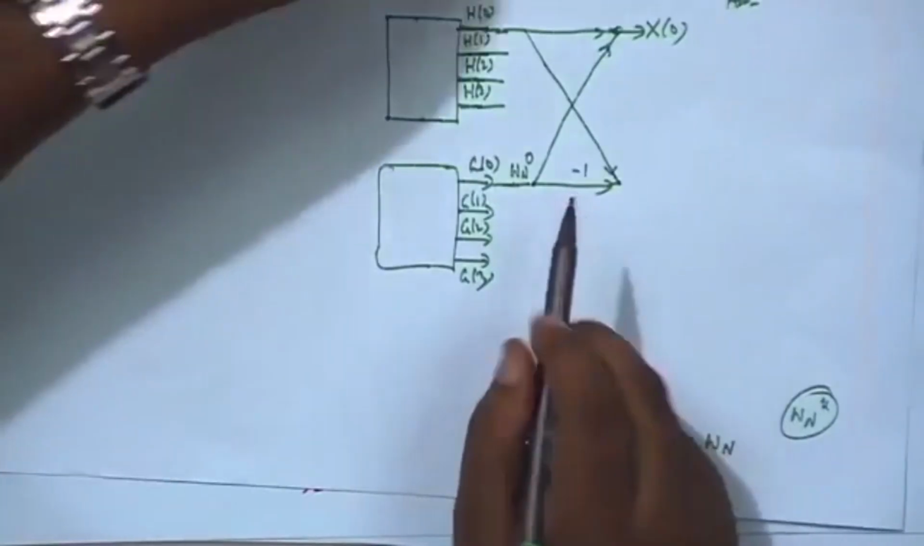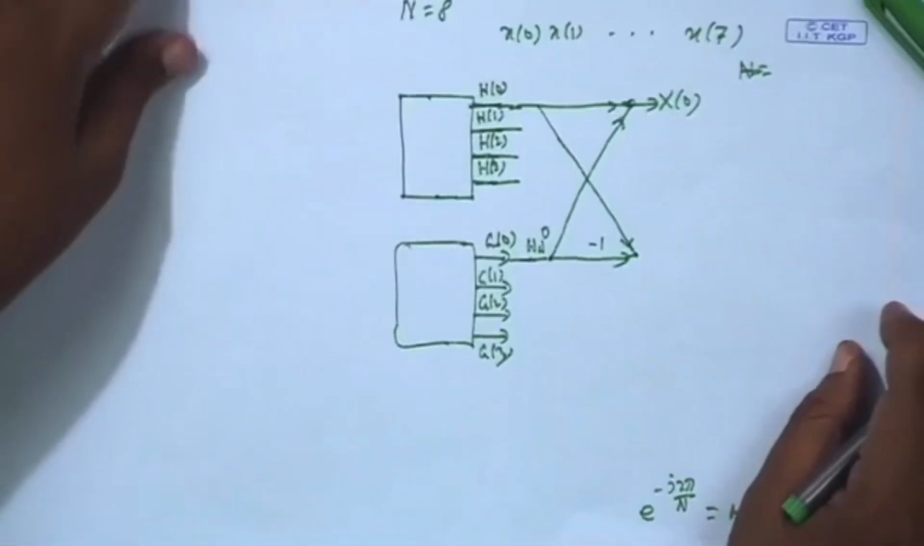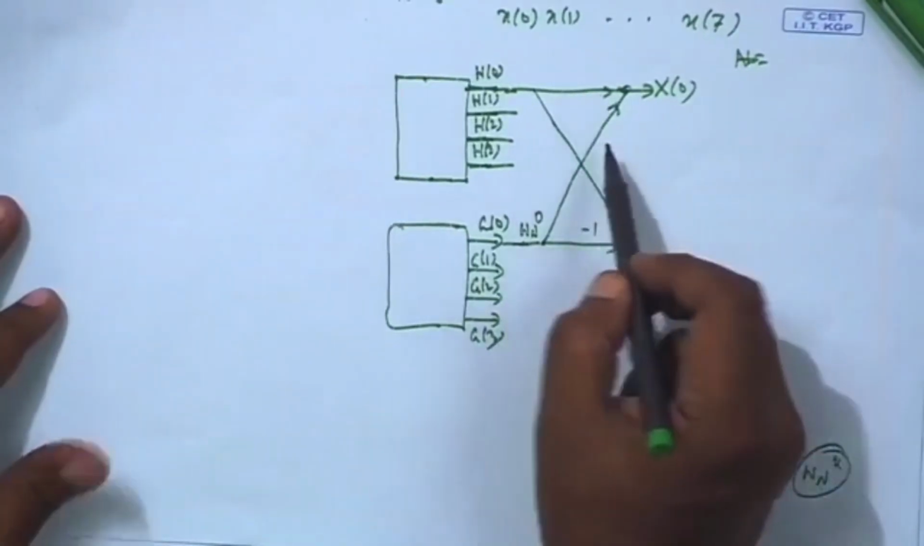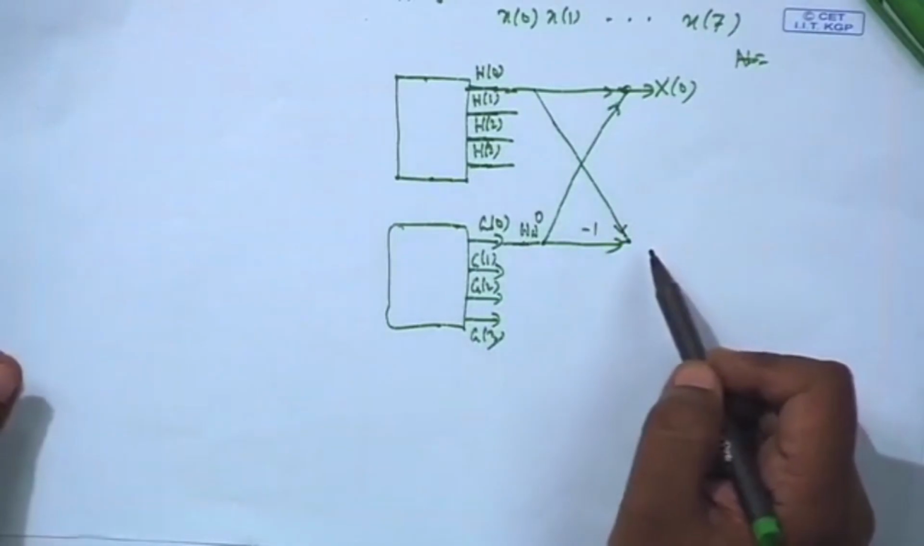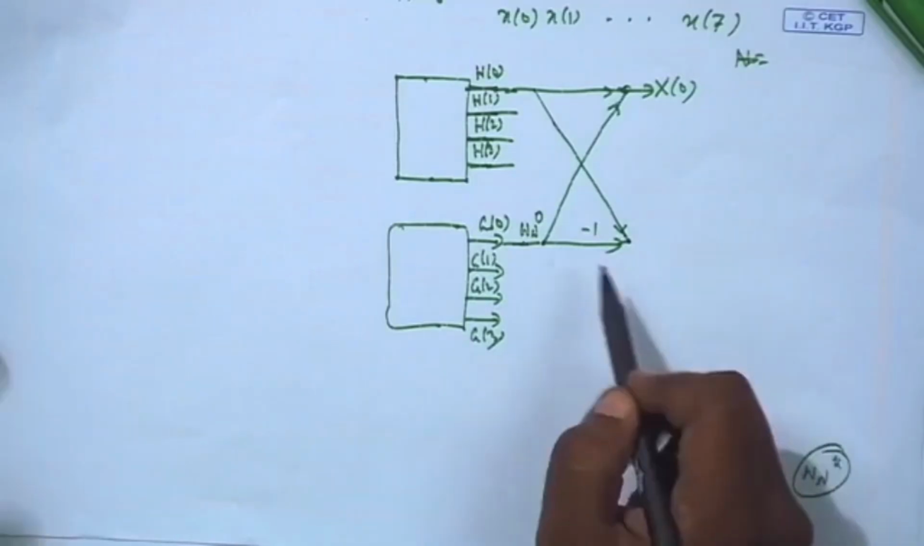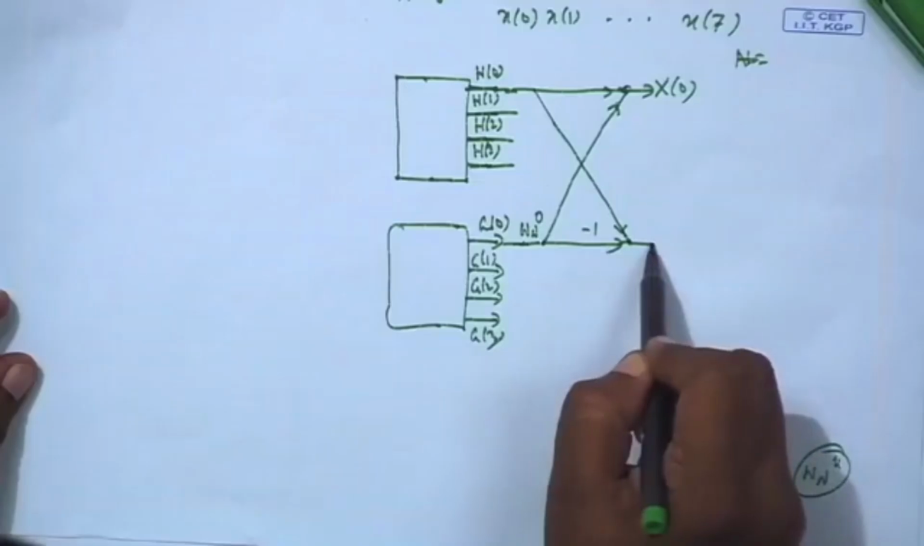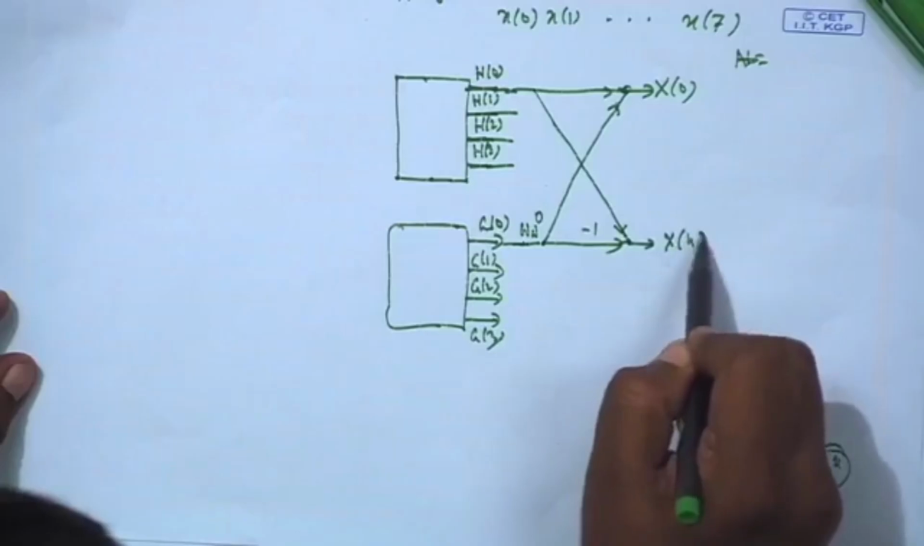You can multiply by minus 1, but in practice we will not use a multiplier, we will just use a subtractor. Adder, we know how to do addition. In the binary domain, we can also design a subtractor. If you are using the 2's complement number system, you take the 2's complement and add, you get the same thing, and this will give me X 4.